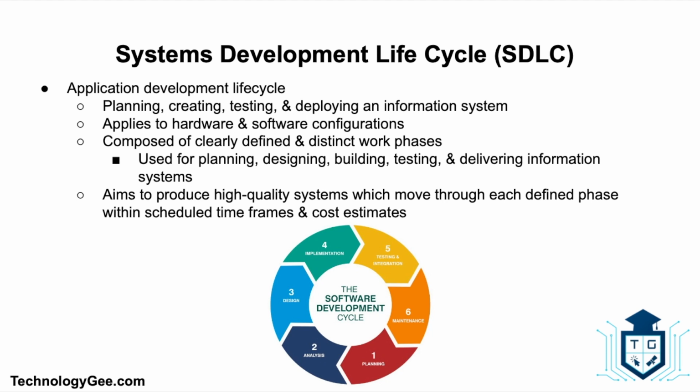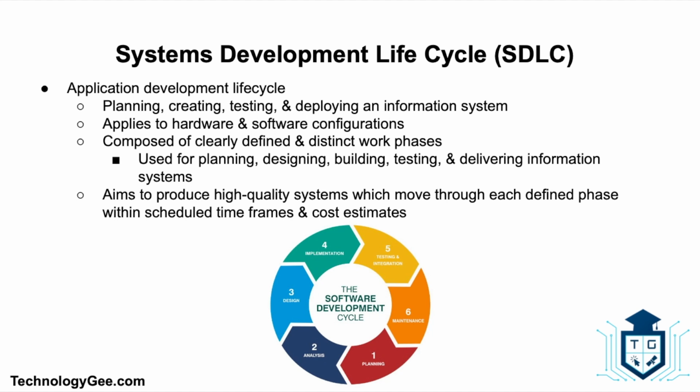A systems development life cycle is composed of a number of clearly defined and distinct work phases, which are used by system engineers and system developers to plan for, design, build, test, and deliver information systems. Like anything that is manufactured on an assembly line, a system development lifecycle aims to produce high-quality systems that meet or exceed customer expectations based on customer requirements by delivering systems which move through each clearly defined phase within scheduled timeframes and cost estimates.